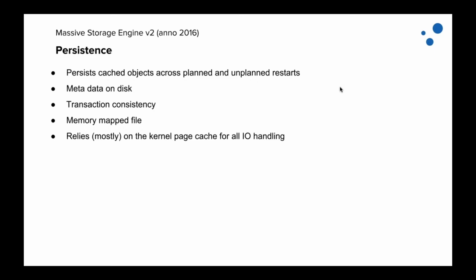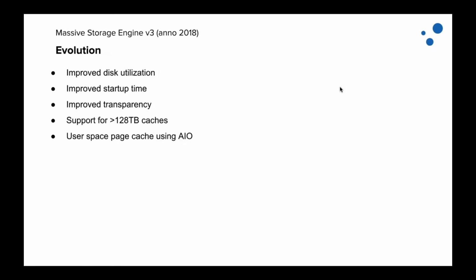Right, back to the history, or the near future, I guess we are at now, with version 3 of the Massive Storage Engine. Evolution, a bit bold title maybe, but still. Having this product, we wanted to see, okay, it works. It's a quite stable product that does the tasks that we set out to, but there are things that can be improved. And one item that we really wanted to look into is disk utilization.